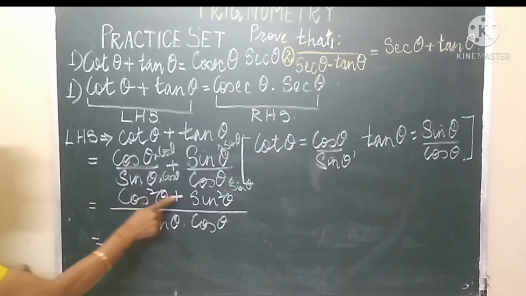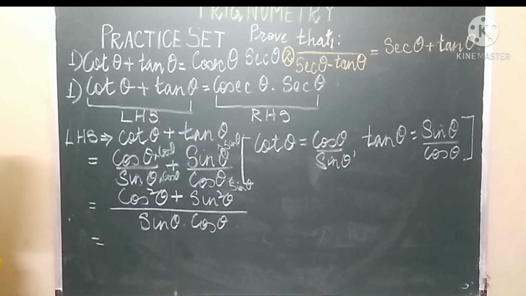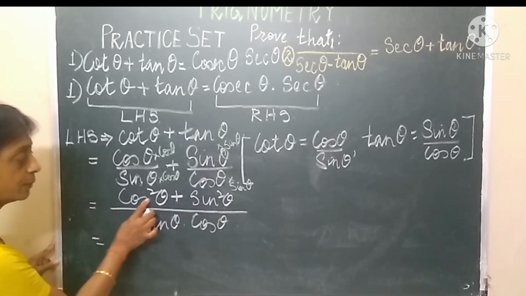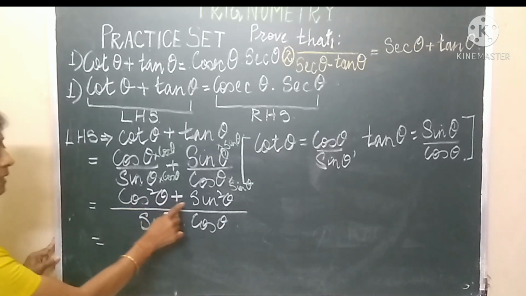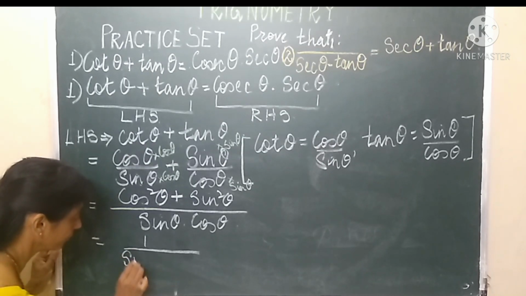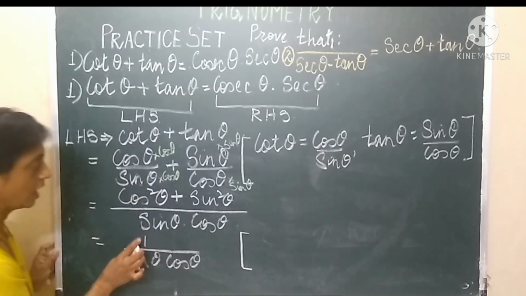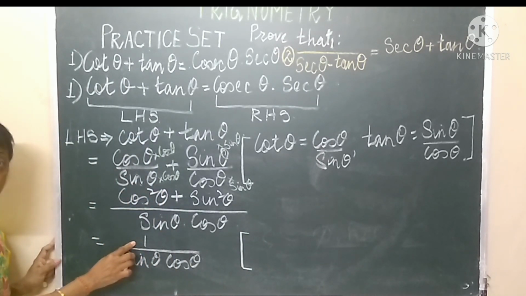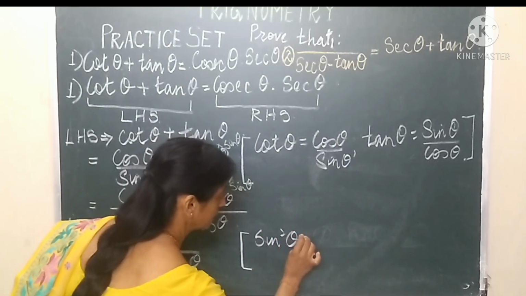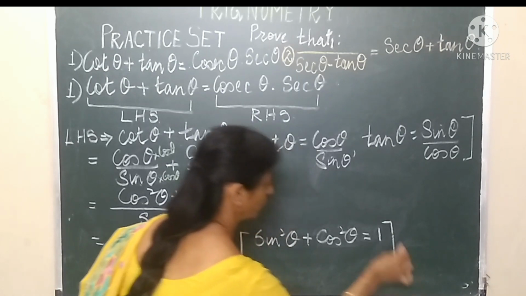Now children, cos square theta plus sine square theta, can it be substituted by any numerical number? Can we use any trigonometric identity? Definitely. We know that sine square theta plus cos square theta, or cos square theta plus sin square theta, is equal to 1. So 1 upon sin theta cos theta. Let's write down the reason. How did we replace it with 1? By using the trigonometry identity, that sin square theta plus cos square theta is equal to 1.